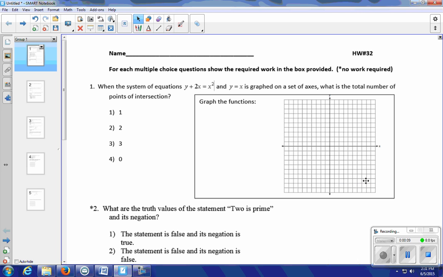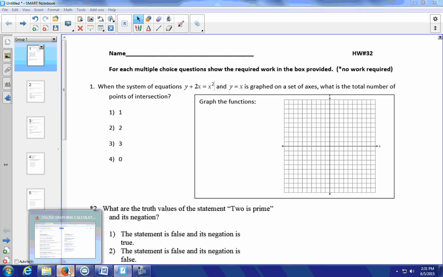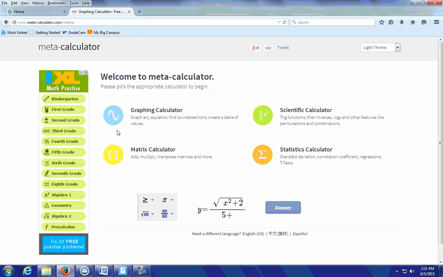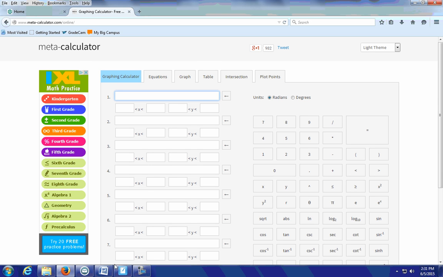All right, so the first question that we're going to do is number 1. And if you don't have a graphing calculator at home, then there are some other options. One of them is to use an online calculator. What I've done is I've just Googled online graphing calculator. If you click this first one that says Meta Calculator, it'll bring you to this website, and we specifically want a graphing calculator. So I'm going to click graphing calculator.